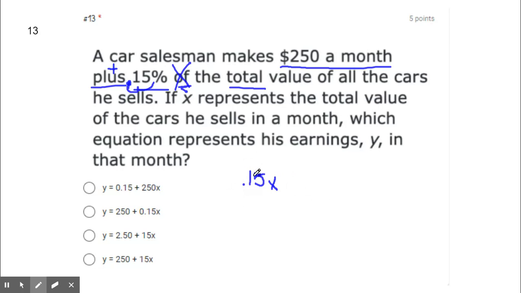So he's getting 15 cents for every dollar that's sold. Now cars are way more than $1, so he's getting 15 cents for every dollar of that car. Plus, he also makes the $250 a month. So this plus $250 a month added onto it is how much they are going to get. So this situation matches the answer choice Y equals 250 plus 0.15x. This equals the same thing, so this would be our correct answer.